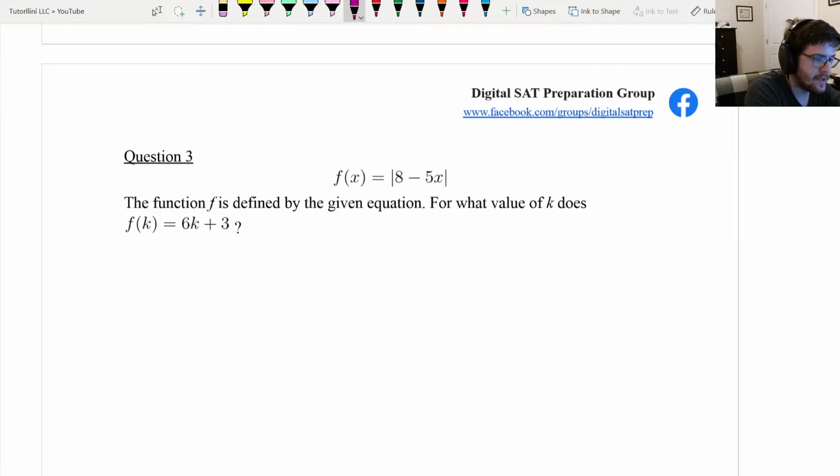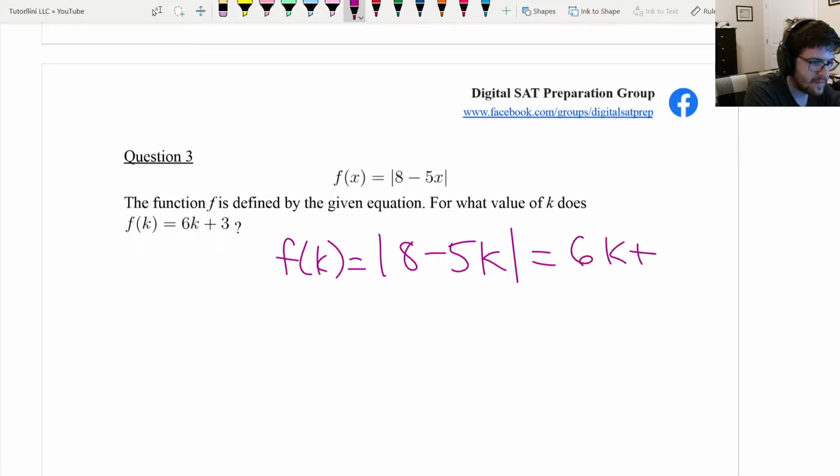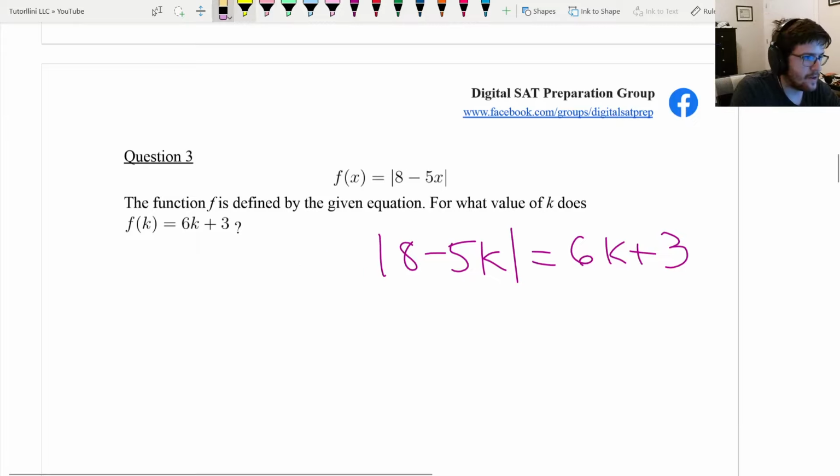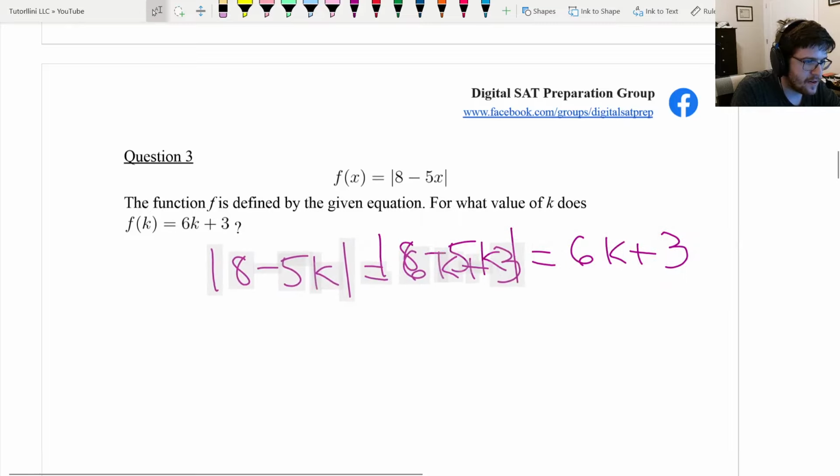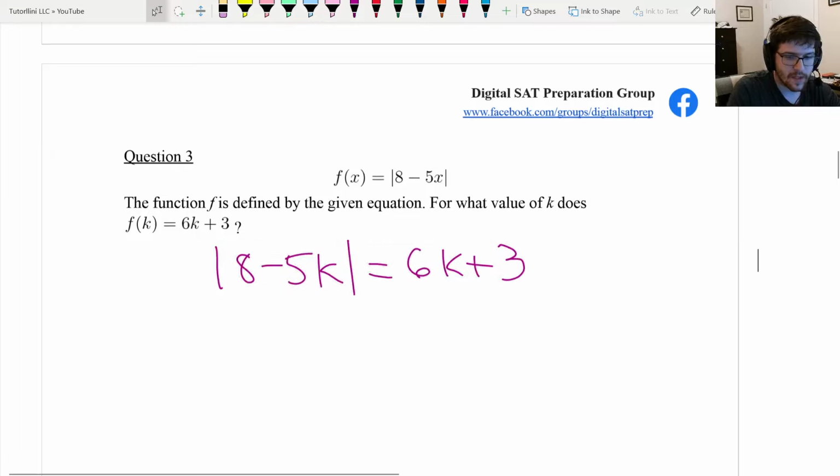Okay, so f of k, so just replace everything with a k. So f of k equals the absolute value of 8 minus 5k. And that is equal to, they say, 6k plus 3. And we don't really care about this f of k portion. So that's our equation. And I'm going to move that maybe over to the center a little bit more. So I'm going to pause the video and pull up some notes and just talk about absolute value equations really quick.